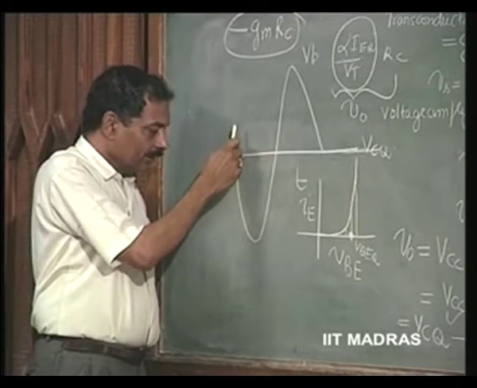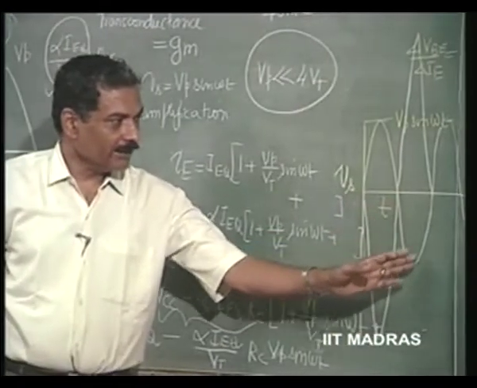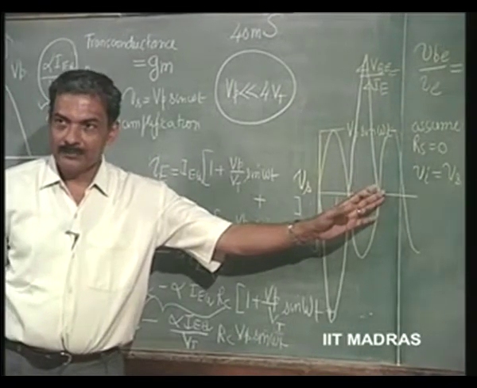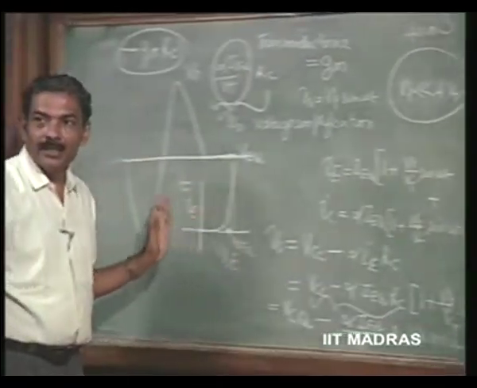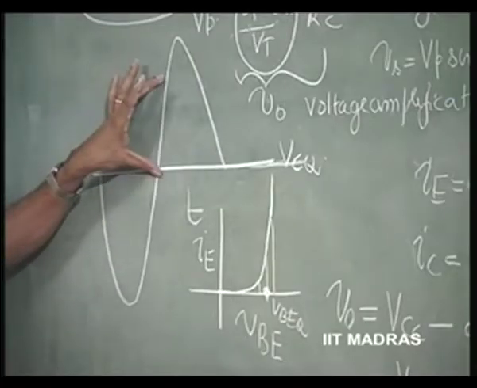So, for the same increase in voltage at the input, there will be a higher swing here than here. Is this point understood?